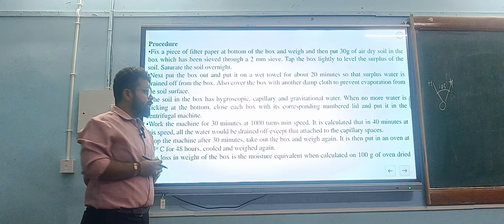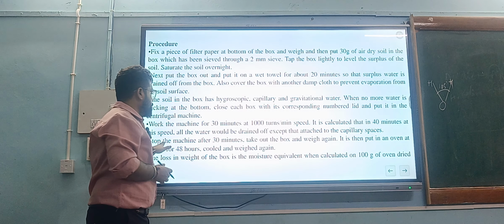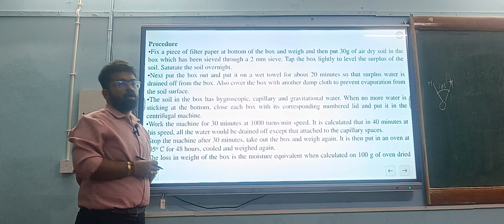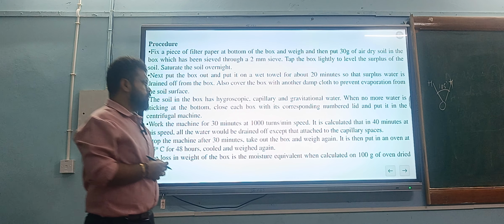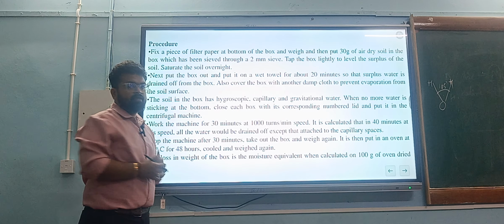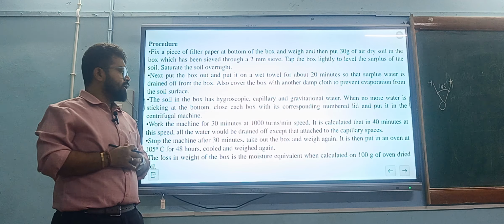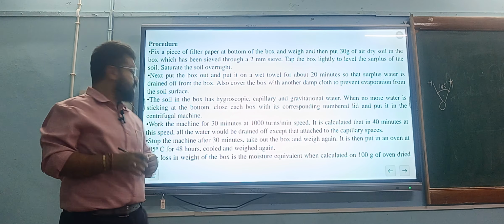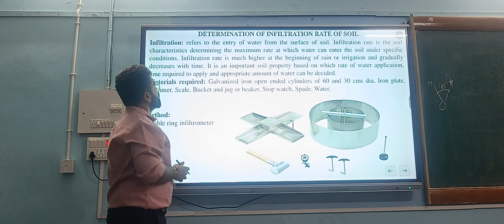The water would be drained out except that attached in the capillary space. Stop the machine after 30 minutes, take out the box, and weigh it again. It is then put in an oven at 105 degrees for 48 hours. The loss in the weight of the box is the moisture equivalent. When calculated on 100 grams of oven dry weight, it will give you the moisture equivalent.